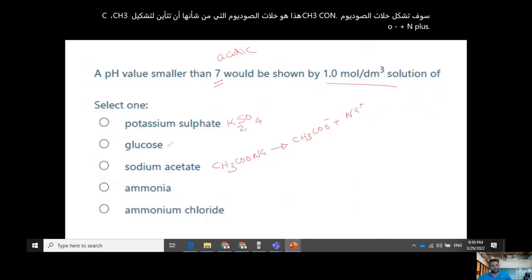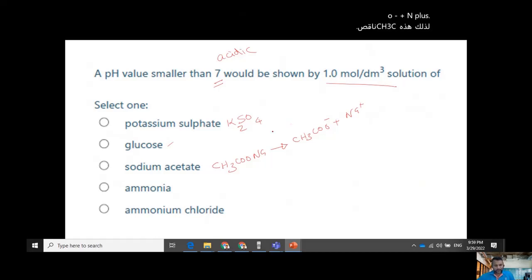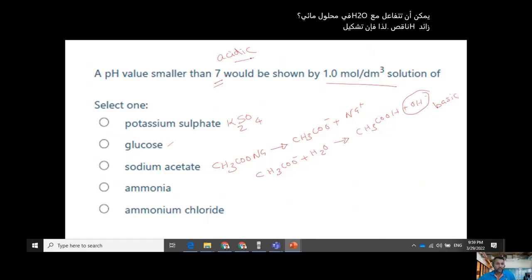So this CH3COO minus can react with H2O in aqueous solution. You can form CH3COOH plus OH minus. So formation of OH minus, this will become basic. Okay, they are asking for acidic. Ammonia, that is also a basic solution.